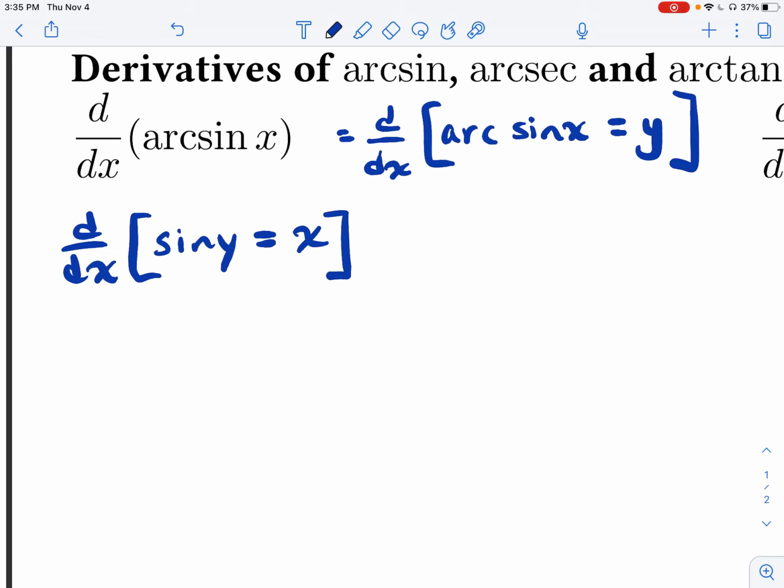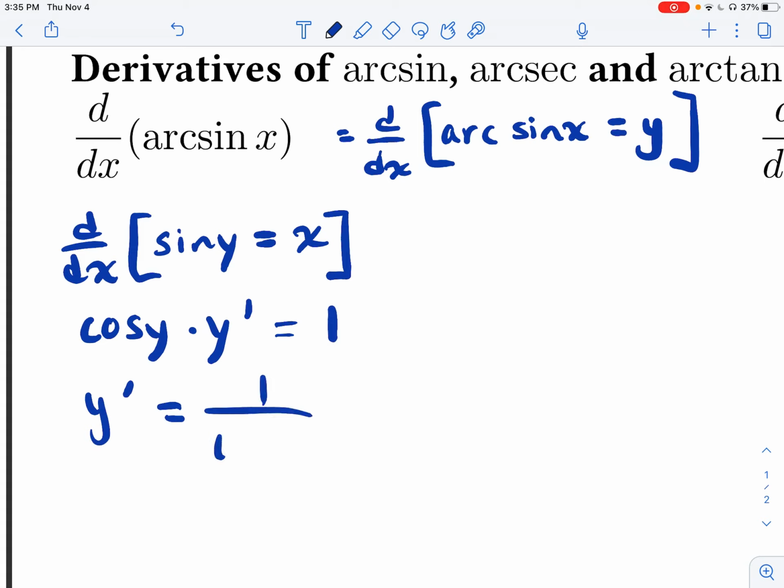Now that we have this equation written here, we see that we're really just going to be using implicit differentiation. So what is the derivative of sine of y with respect to x? That is the cosine of y times y prime, whatever the derivative of y is. The derivative of x is just 1. So we can pretty easily isolate y prime and say that's 1 over cosine of y, which is equivalent to the secant of y.